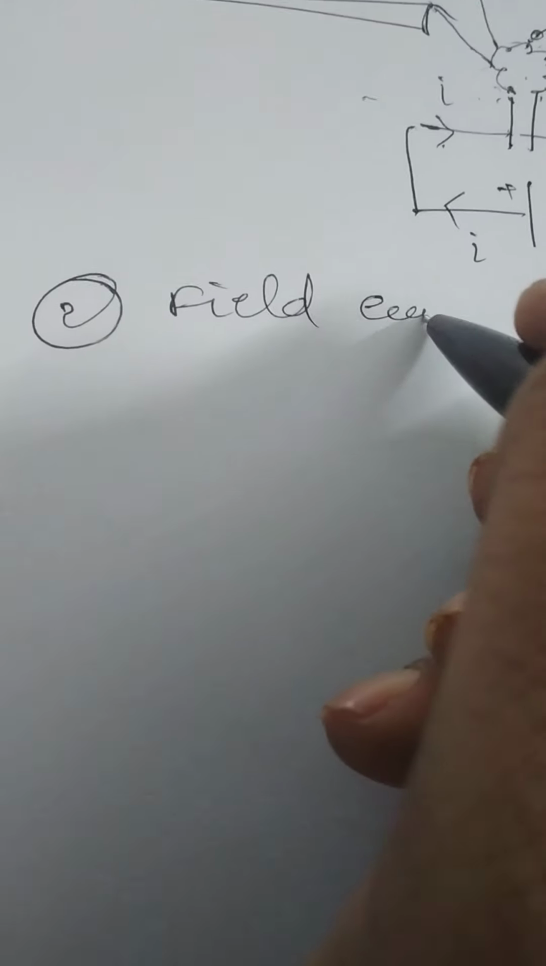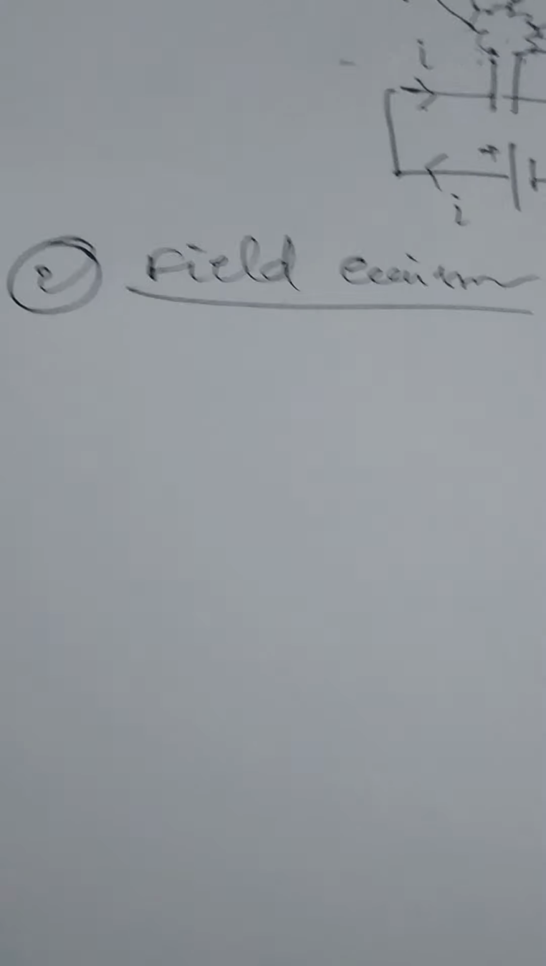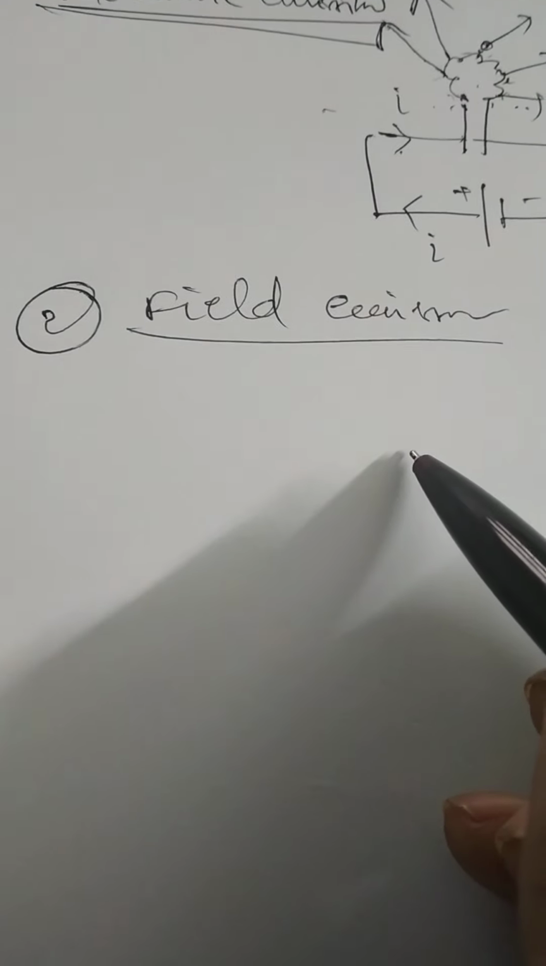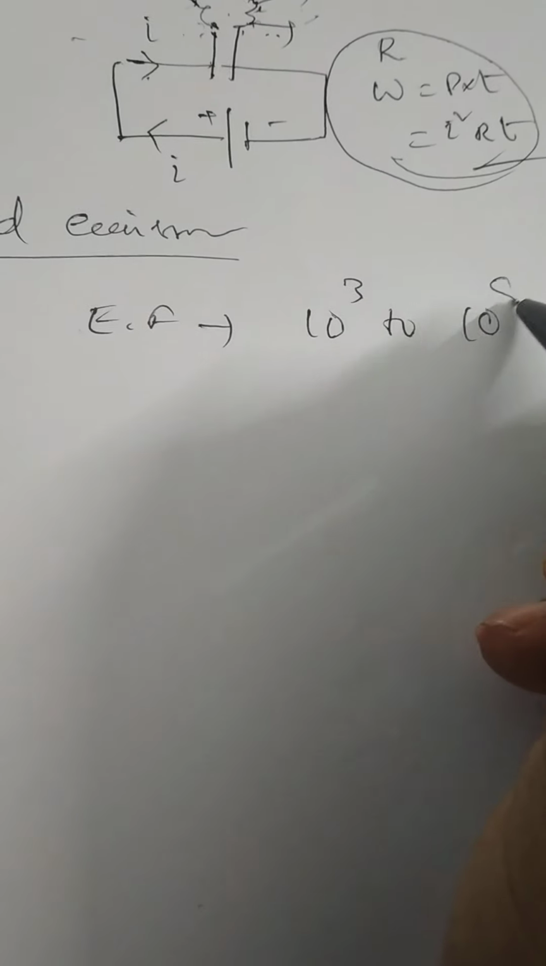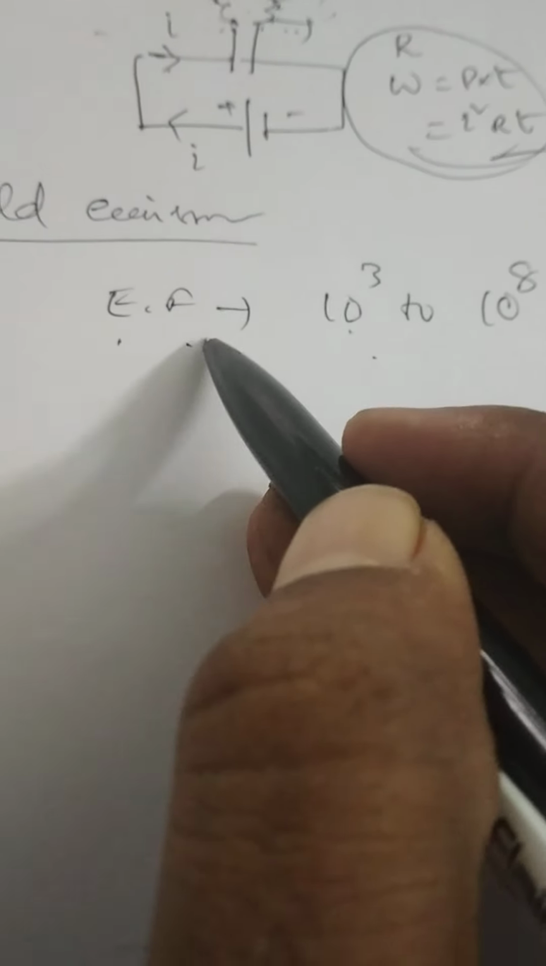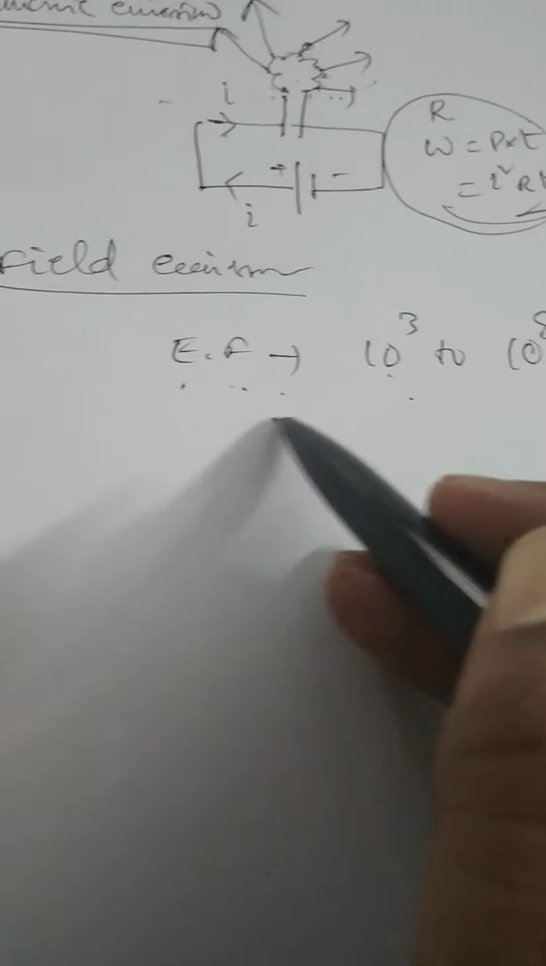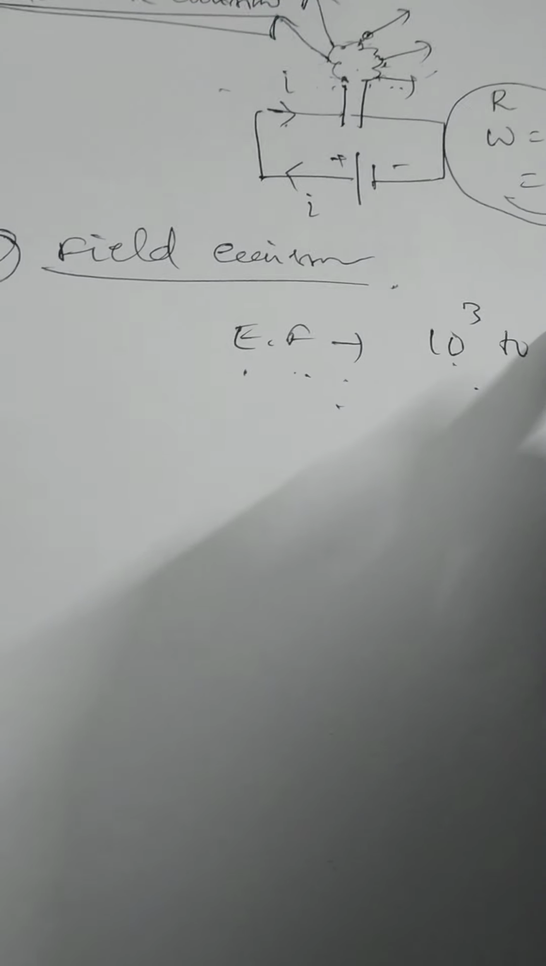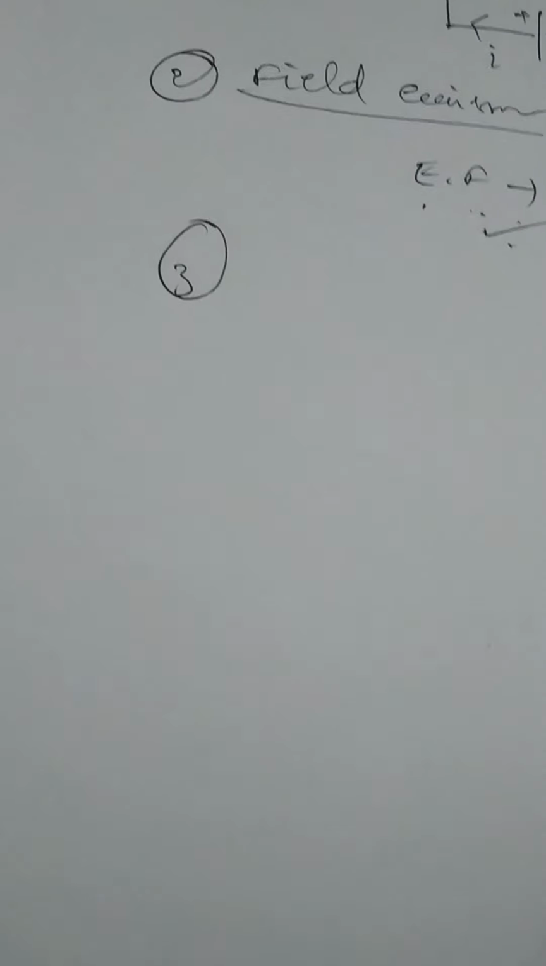Okay. Next, the second one is field emission. Field emission means the same metal is kept in a high electric field, in the order of 10 cube to 10 power 8 volt per meter. This is the strength of the electric field. When the metallic surface is placed in an electric field whose strength is very large, electrons are emitted from the metallic surface. This type of emission is called field emission or cold cathode emission.